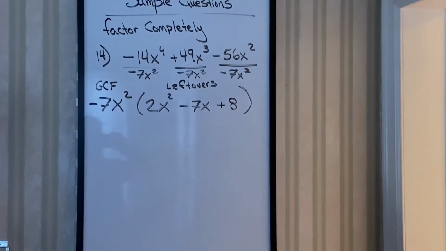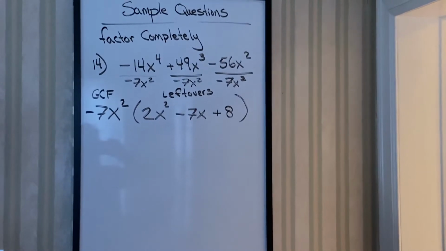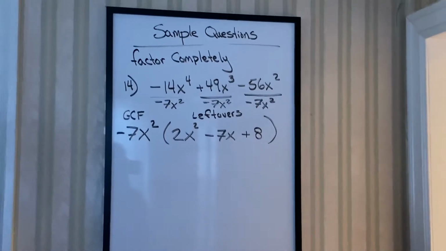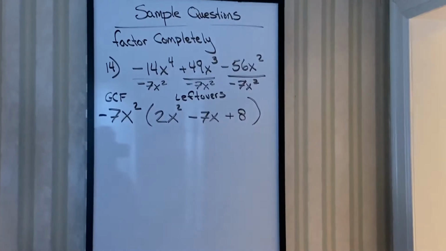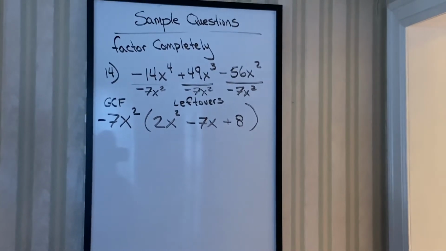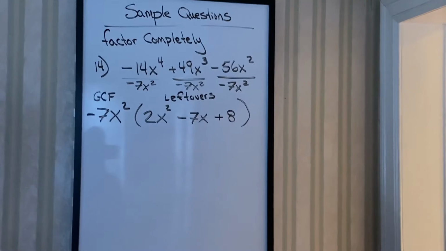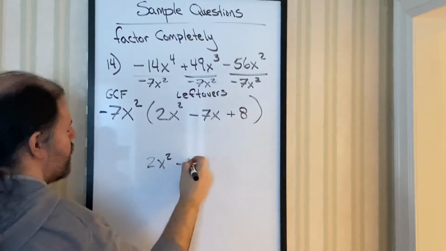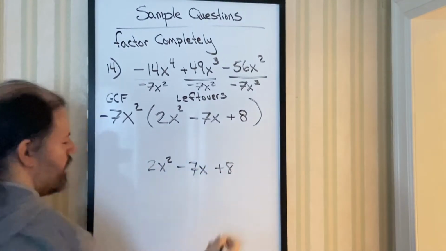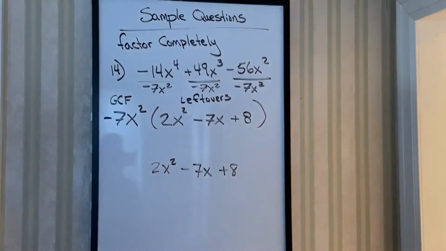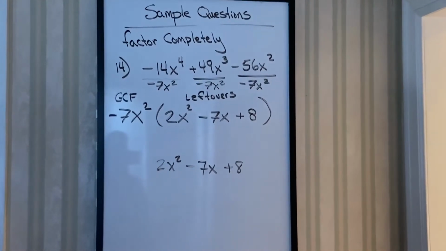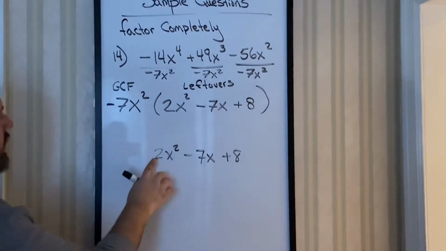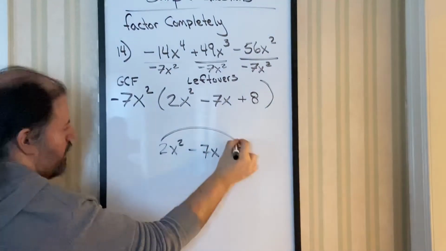Now, that might not be your final answer. Why? Because remember, just because it says factor completely and you were able to take out a GCF, we always have to look at our leftovers to see if they can be factored any further. So let's take a look at just this part. 2x squared minus 7x plus 8. When you have this, you count how many terms are left over, because we already took out the GCF. We can see that we can either do shortcut, arch, or FOIL. Because there's a number in front, we're going to do arch.